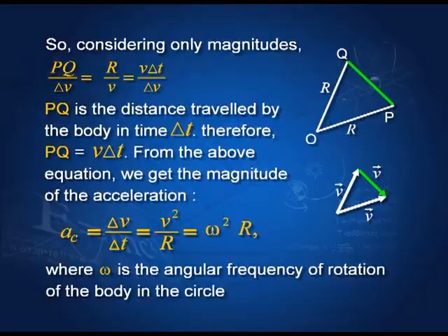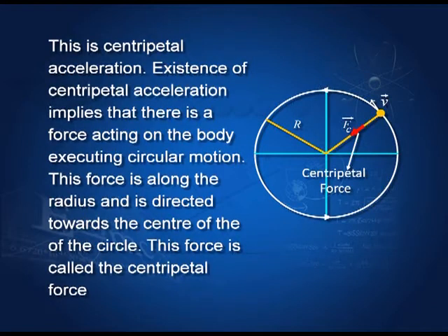This is an important relation, and I hope you have understood how this formula is derived. If there is acceleration, there must be a force, and this acceleration, the centripetal acceleration, is along the direction to the center of the circle, and therefore, the force is also along the line joining this object with the center of the circle.